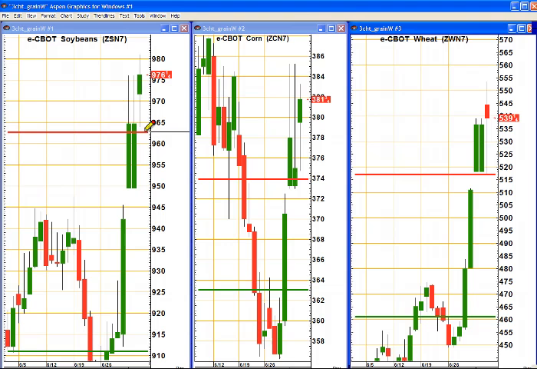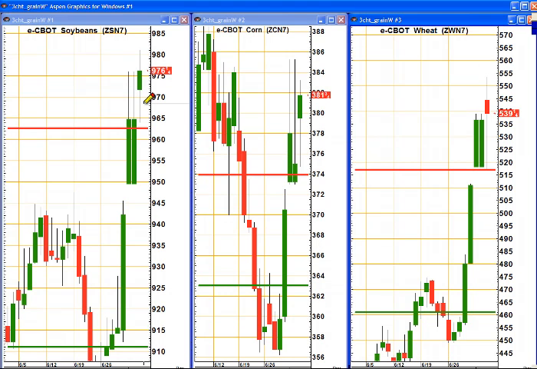Soybeans, this is also a market that's getting high enough that I think it may be slowing down, but we do have a weather market in play here. So nothing telling us to be a seller at its current level.